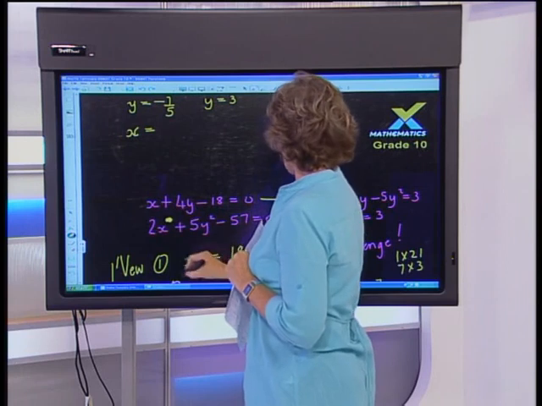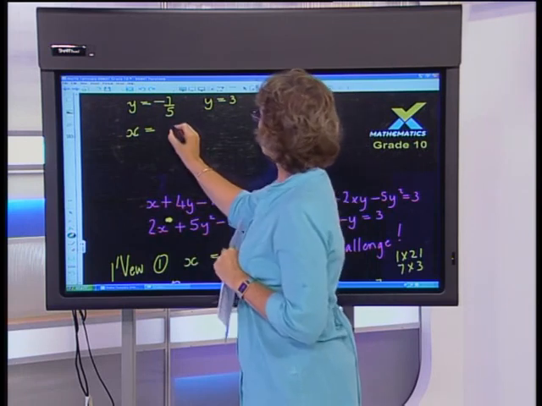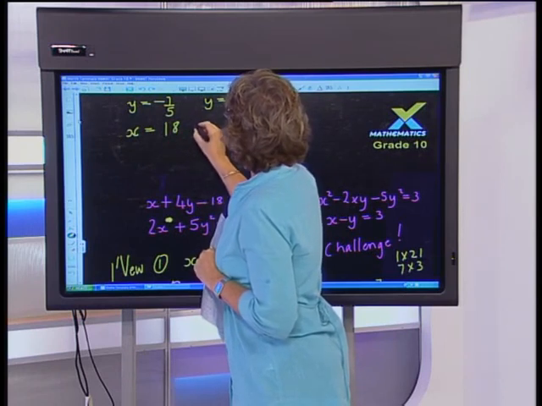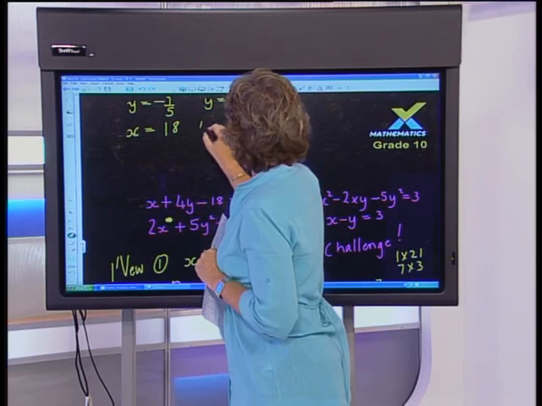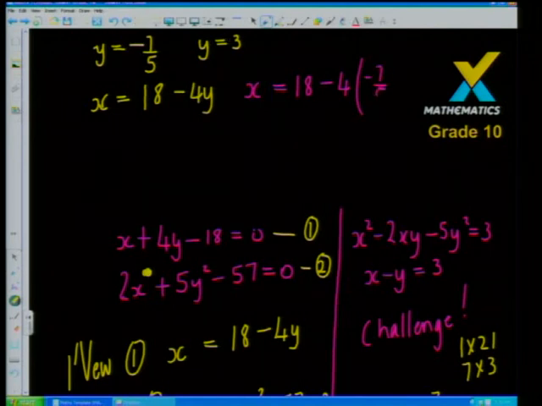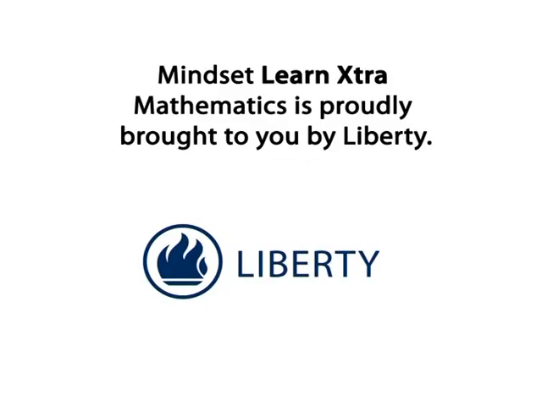If we recall, our x was 18 subtract 4y. That is still visible for me, which is great. So 18 subtract 4y. What we've got is 18 subtract 4 times negative 7 over 5. And then the other solution will be x is equal to 18 subtract 4 times 3.